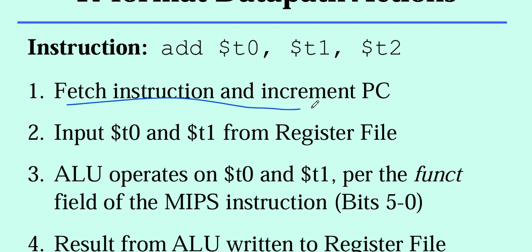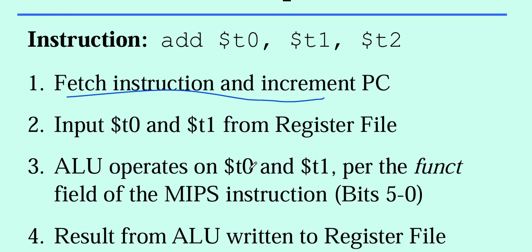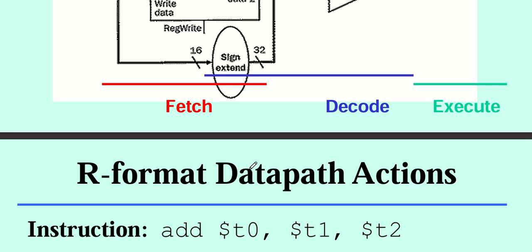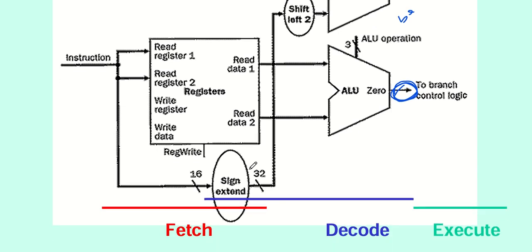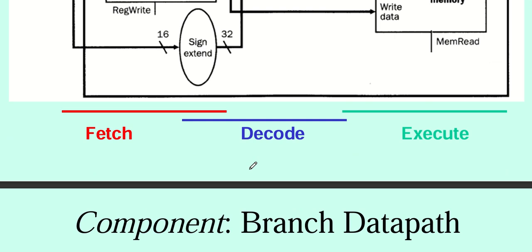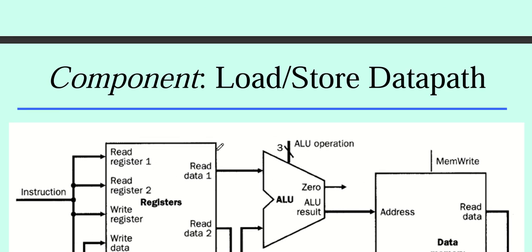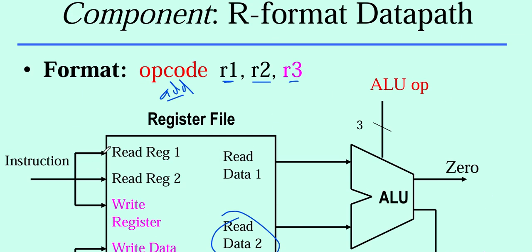Every instruction will do this. It's constant for every instruction. Now, the second part is to read T1 and T2 from the register file. What this means is that we decode the instruction, and decoding the instruction just means applying the correct line signals towards reg 1 and reg 2, the read ports.